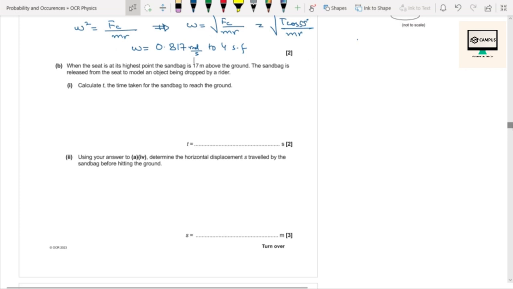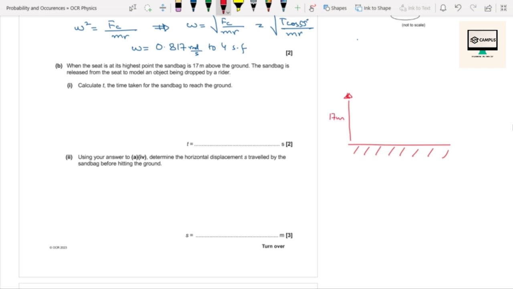When the seat is at its highest point, the sandbag is 17 meters above the ground. The sandbag is released from the seat to model an object being dropped by a rider. And now the first part is calculate time t, which is the time taken for the sandbag to reach the ground. So this is the question of Suvat equation, projectile motion. So this was a sandbag, and when it was at its highest, it was 17 meters above the ground. So this distance is 17 meters.